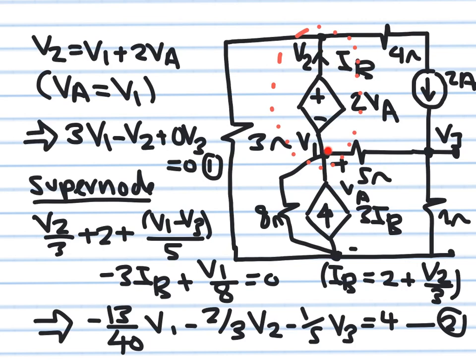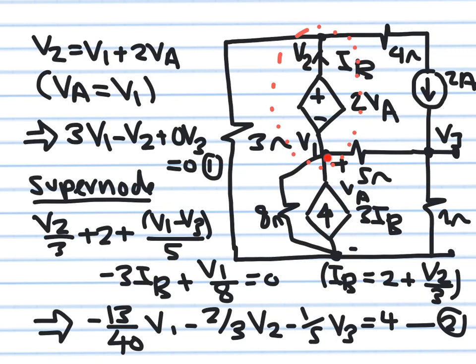Can I apply KCL here? No, I can't. Why? Because between node 1 and node 2, there is a voltage source with no resistance. But I can get two equations from this voltage source. The first equation is that V2 is equal to V1 plus 2VA. But what is VA here? VA is the voltage between this node and ground.